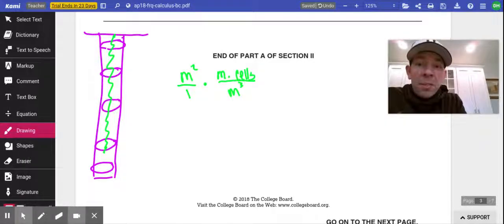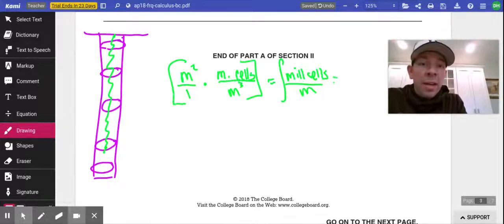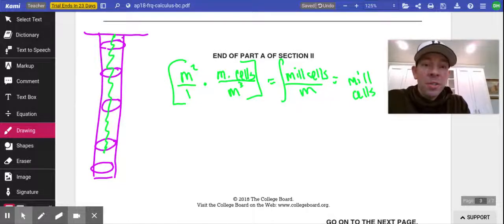Now, if I was to multiply those two together, I'm going to get a new function that is millions of cells just per meter. And watch what happens. If I want to integrate that new function that I just created by multiplying these two together, I'm going to get an answer that's just millions of cells, which is exactly what I want when I'm all done, just millions of cells.